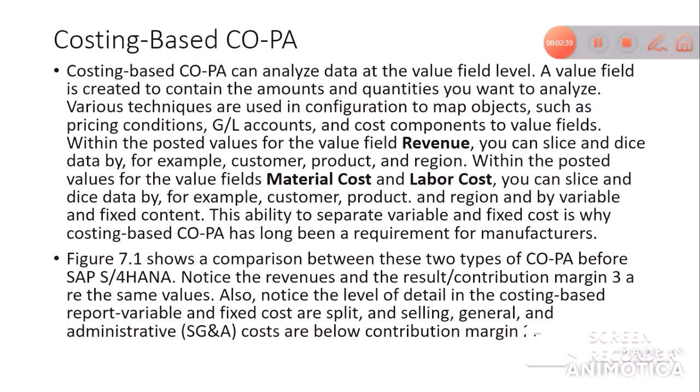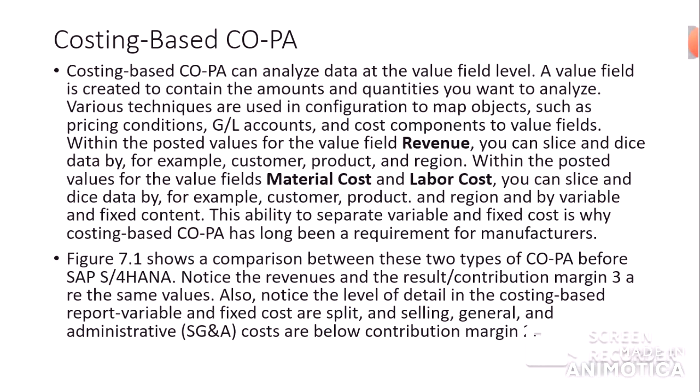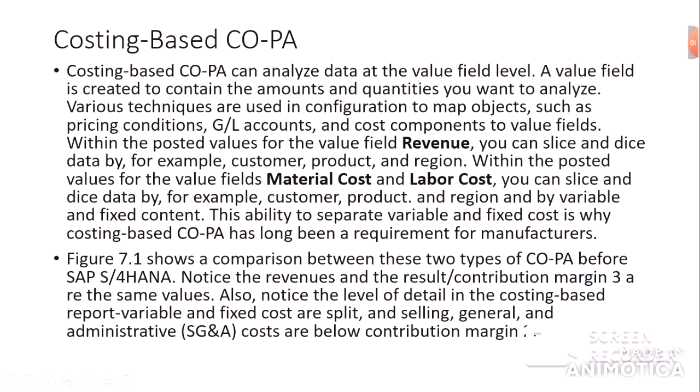It shows a comparison between the two types of COPA before SAP S/4HANA. Notice the revenues and the result or contribution margin are the same values. In this one, the result is 1 lakh and contribution margin 3 is also 1 lakh, the same values. Also notice the level of detail in the costing based report.